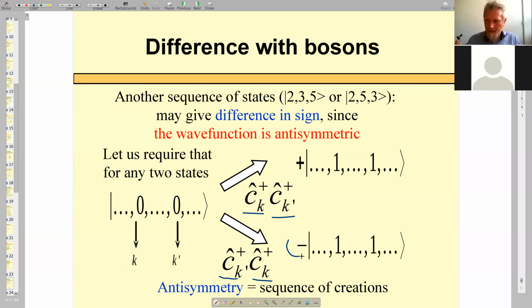So anti-symmetry of the fermion wave function imposes this strange condition on the form of creation operators. As you see, they are not commuting, rather they anti-commute.